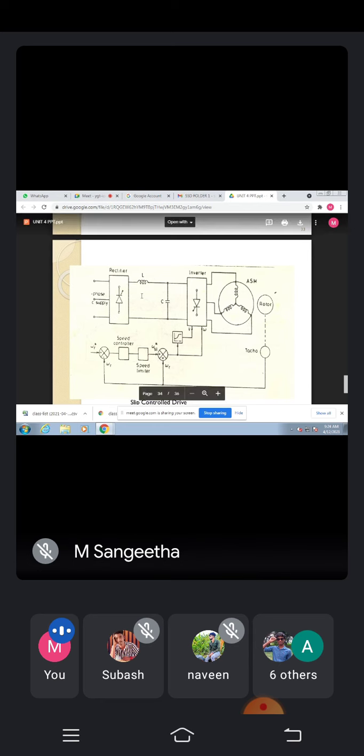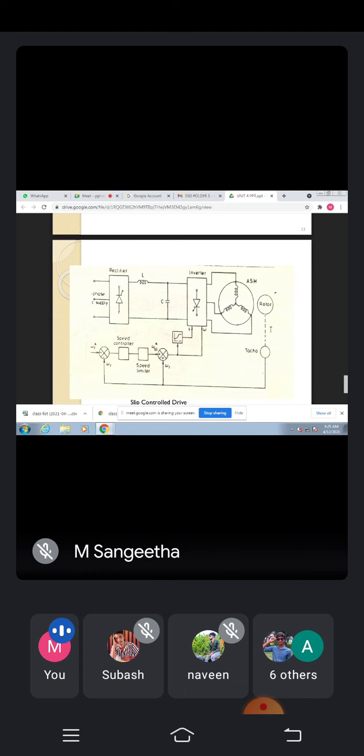Both conversions are done by their firing pulses. After production by this controlled circuit, the firing pulses are received, and the induction motor gets a proper speed, the proper rotor speed. In parallel, we have to sense or calculate this rotor speed by using a tachometer.